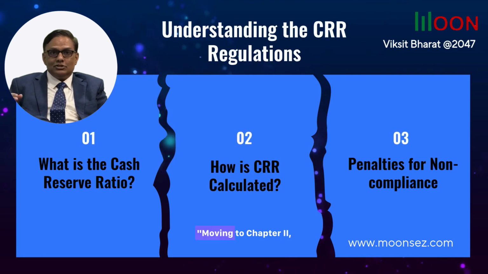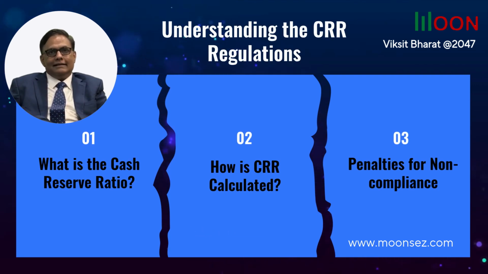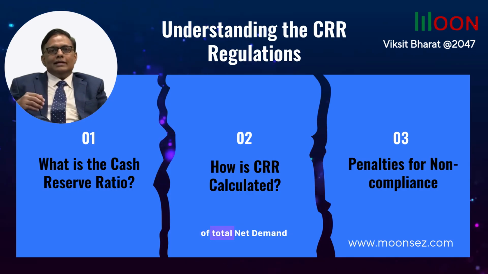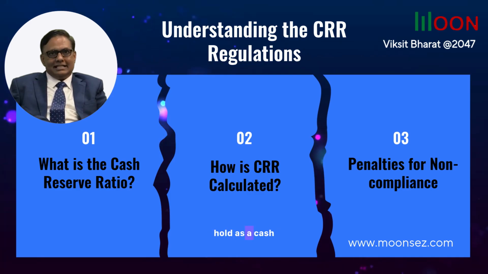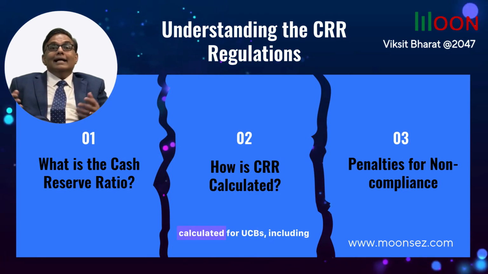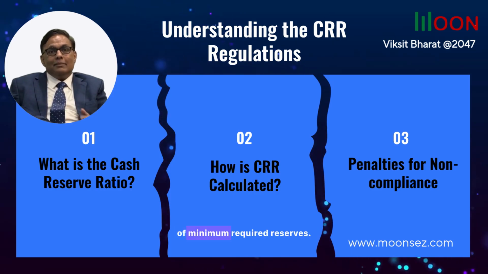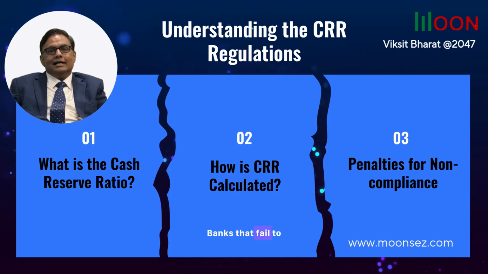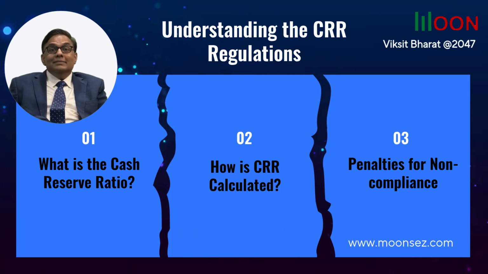Moving to Chapter 2, where the focus is on cash reserve ratio or CRR. CRR is the percentage of total net demand and time liabilities, NDTL, that a bank must hold as a cash reserve with the RBI. This section also covers how the CRR is calculated for UCBs, including daily and fortnightly maintenance of minimum required reserves. Banks that fail to meet these requirements will face penalties, and the RBI has outlined the specific rates of penal interest for shortfalls.